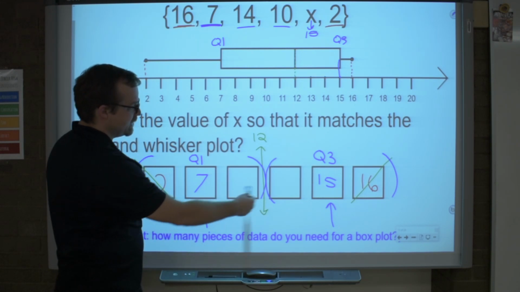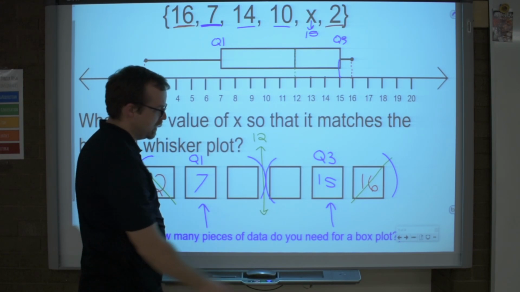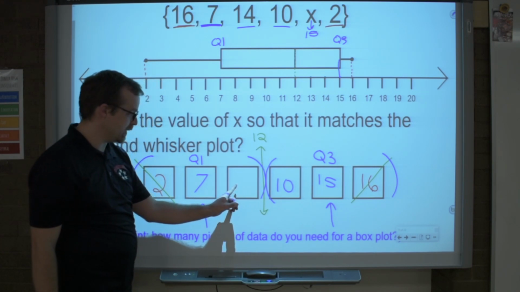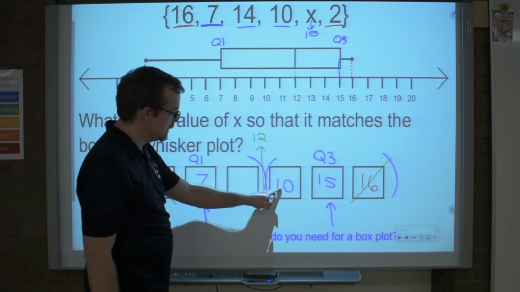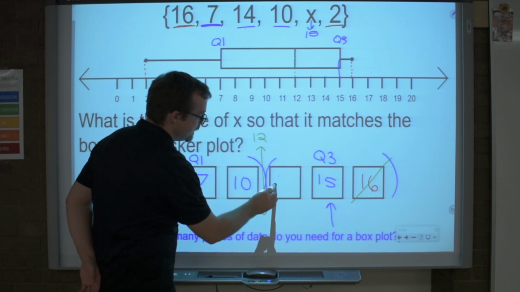Well, if I were to put 10 in here, and then 14 from least to greatest, where's the only place I could put 10? I couldn't put 10 here because now I don't have a place to put 14 right here. 14 can't go right here because that wouldn't be from least to greatest. So I have to put 10 here. And the only number I have left now is 14.